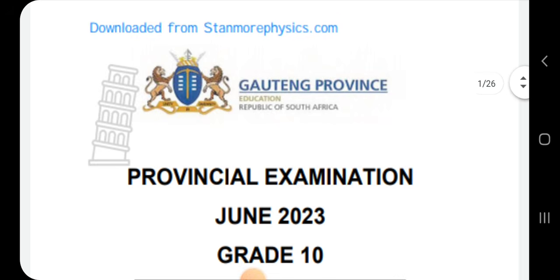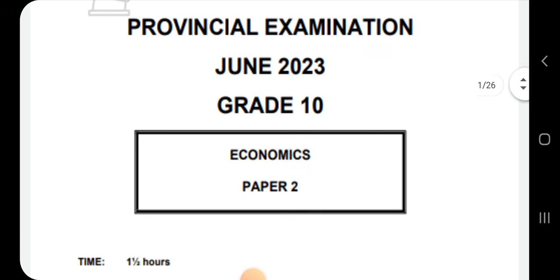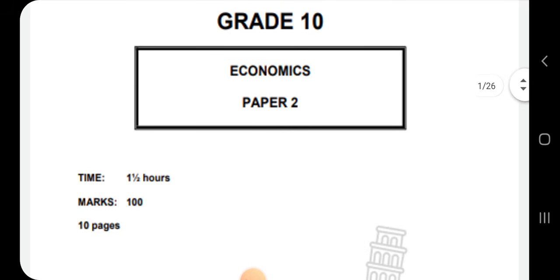This question paper was written by the Gauteng Province Department of Education, and is downloaded from the Stanmore Physics website. So this was paper 2. It's written in 1.5 hours.